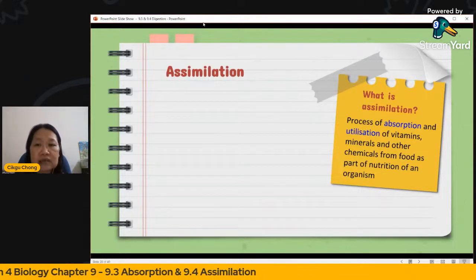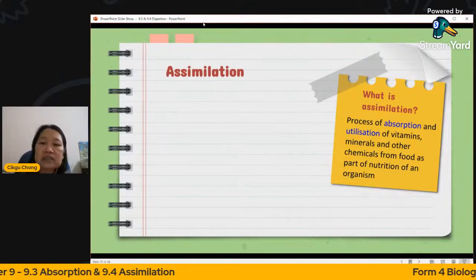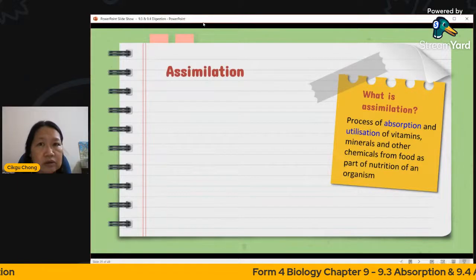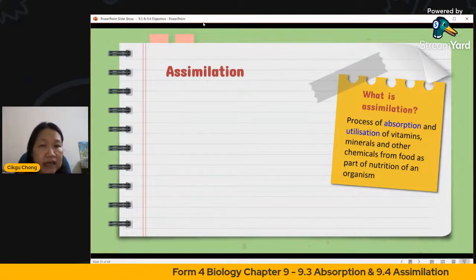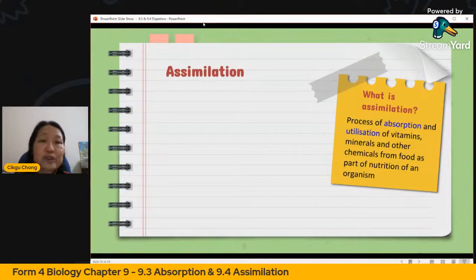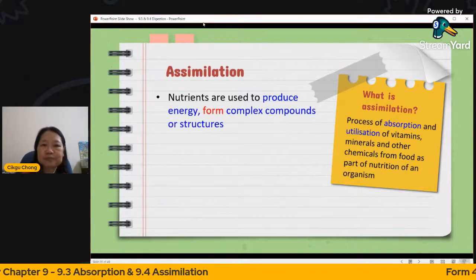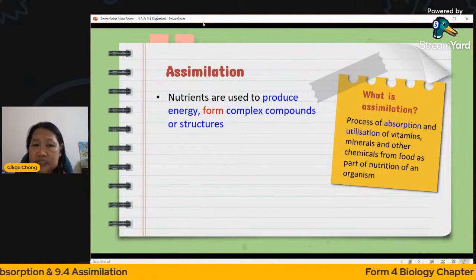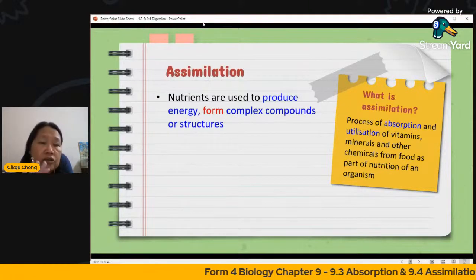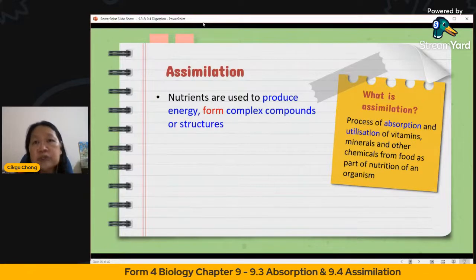Utilization means using it. Okay, using what? The vitamins, the minerals, and all the substances that you have absorbed. How are you going to make use of it? Okay, you want to absorb it? Yes, of course, but what for? You absorb it for what? Where are you going to use it? Okay, so these nutrients that you have absorbed, there are two important things you are going to do with your nutrients.